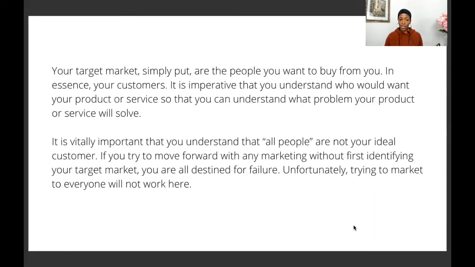It is important that you also know that all people are not your ideal customer. If you think that you are going to take your product and throw it out in the marketplace and just have all kinds of people coming in to buy it, it's not going to work. You have to identify who your target market is, or you are absolutely going to fail. This is not a catch-all business strategy because everybody is not your customer.